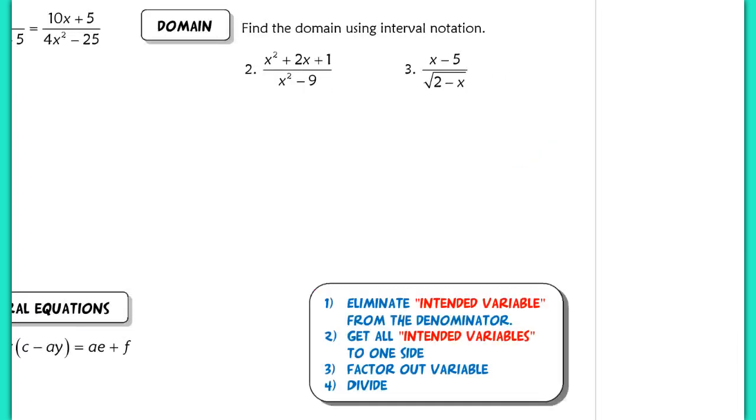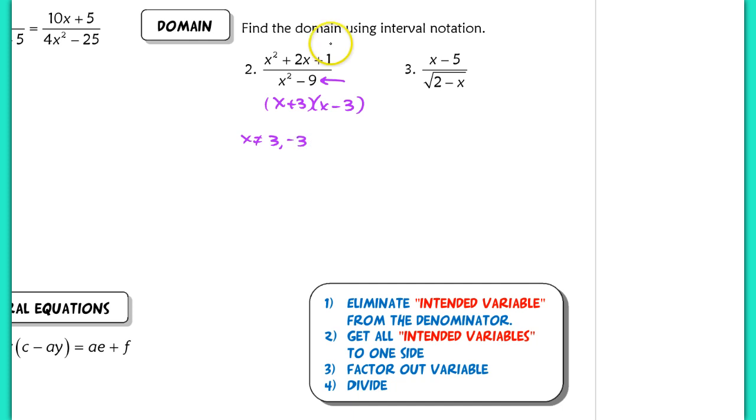All right, now in example 2, we're asked again to find the domain. This time it's not an equation. We're just looking at an expression here. But still the same rules apply. We can't have 0 in the denominator. So if we factor this, we can see that x cannot equal 3 or negative 3.